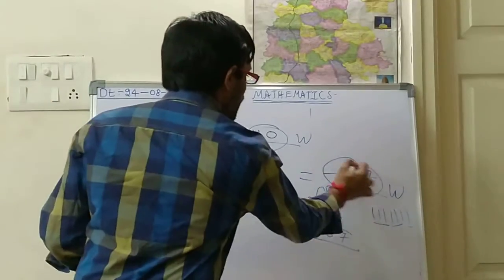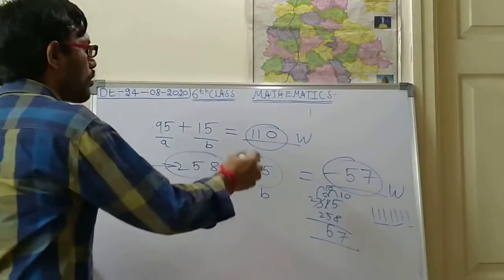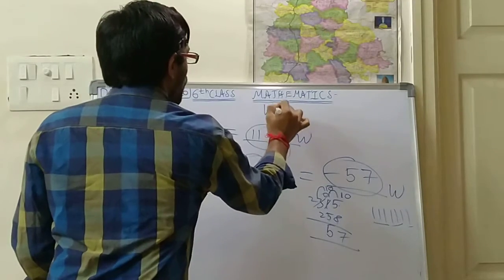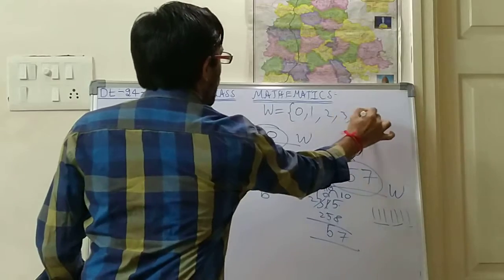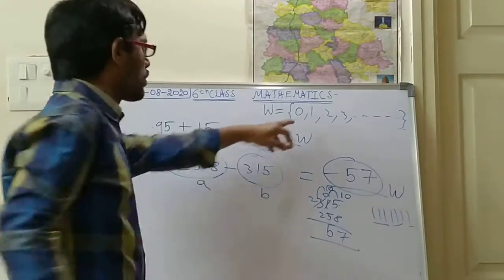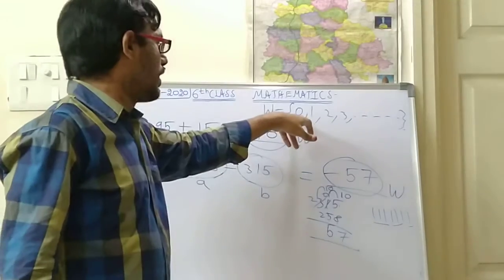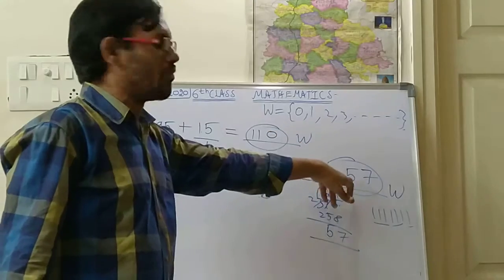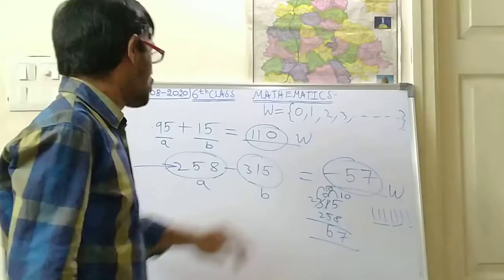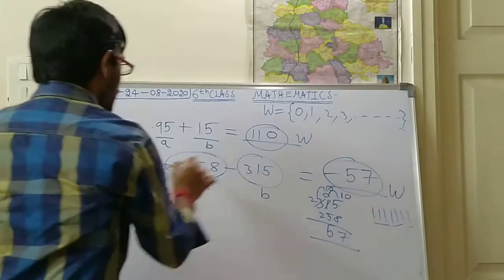So minus 57, is this a whole number? How do the whole numbers start? Whole numbers is equal to the set of 0, 1, 2, 3 and so on. So there are no negative numbers in the whole number set. It is starting with 0. So there is no minus 57. So that's why this problem.